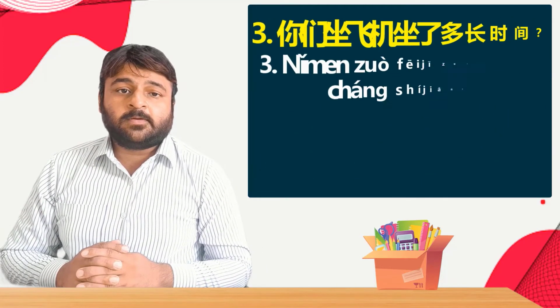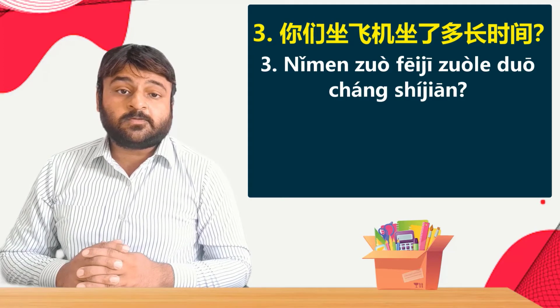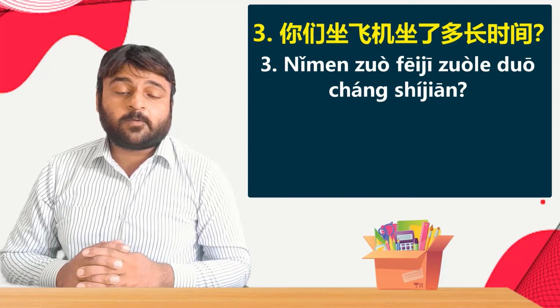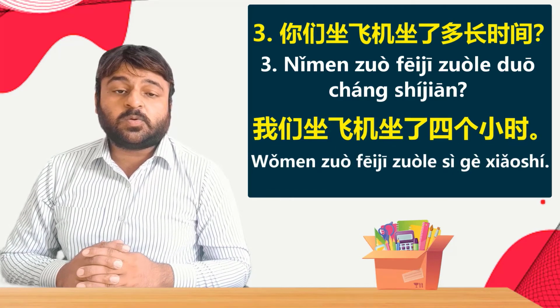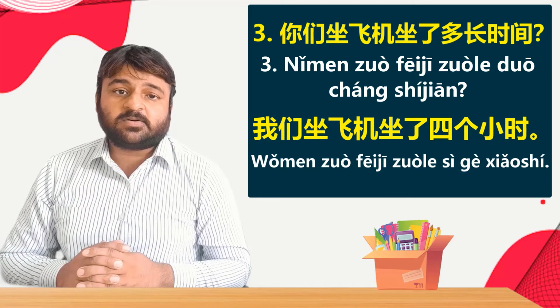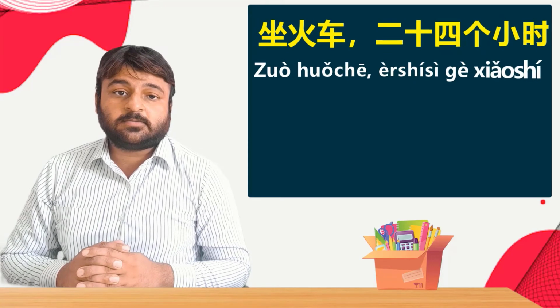Moving on to the next sentence. 你们坐飞机坐了多长时间? You sat in an aeroplane for what time? 我们坐飞机坐了4个小时. We sat in an aeroplane for 4 hours. Moving on to the words in the box to make replacements in these sentences and make new sentences. 火车 train.